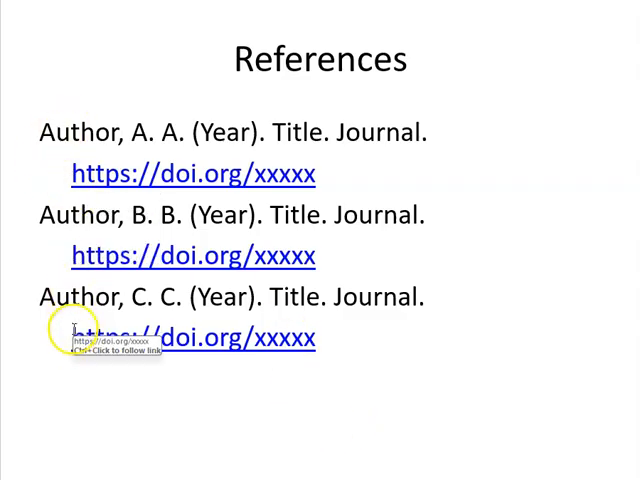This is the APA indent you see here. So the first line is always left aligned. Every additional line of that same citation or reference is indented. And then the next author is left aligned and then indented, next author is left aligned and then indented, etc.